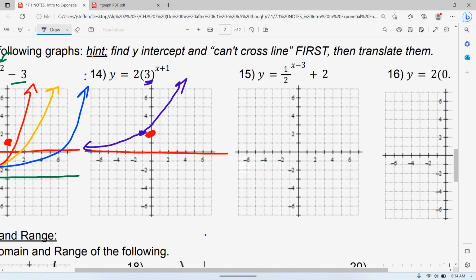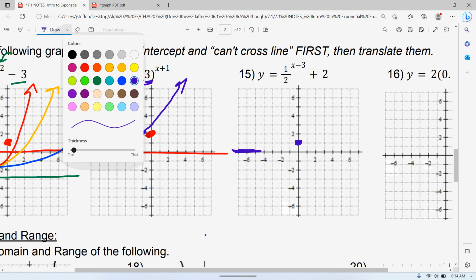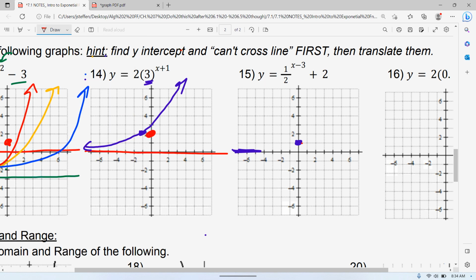Number 15, there is no y-intercept listed, so that's 1. And then your 0 is right here, your asymptote. So this goes to the right 3 and then up 2. So to the right 3 is 1, 2, 3. Go up 1, 2. That's right here. And then your asymptote goes to the right 3 and up 2. So that ends up being right here.